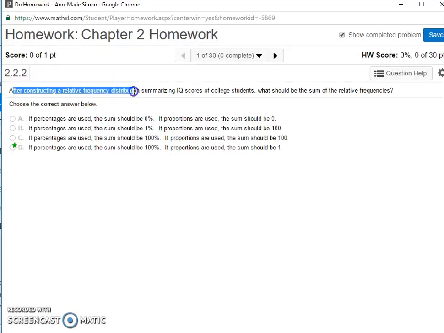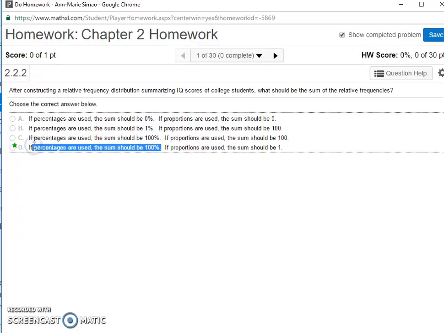After constructing a relative frequency distribution summarizing IQ scores of college students, what should be the sum of the relative frequencies? So relative frequencies, what is a perfect score on a test? 100%. So percentages should sum up to 100%. Proportions should sum up to 1 because proportions are going to be the numbers in decimal form. 100%, if the percentage sign leaves, the decimal point goes 2 places to the left. So 100% is the same as 1.00.